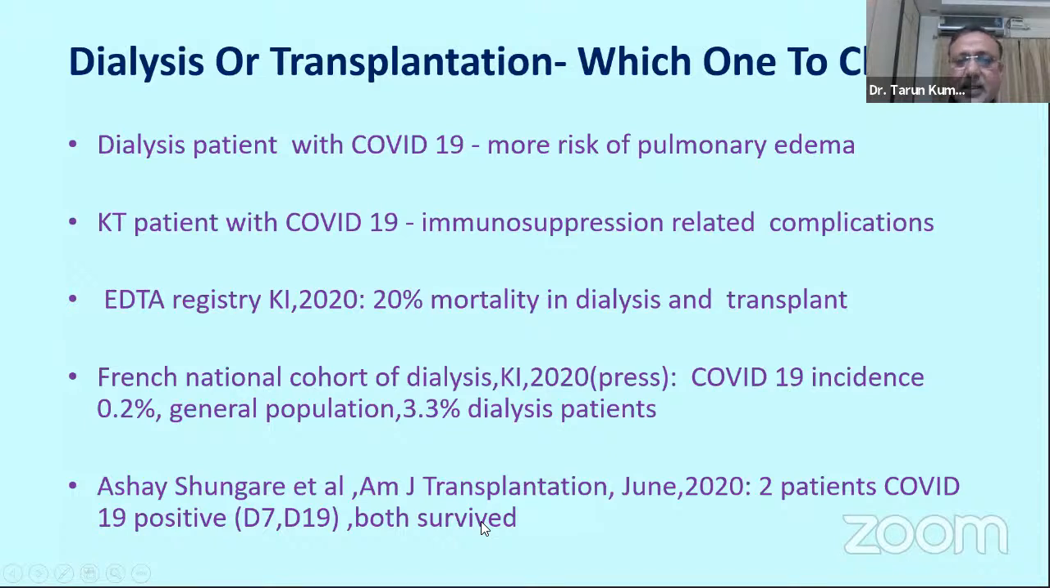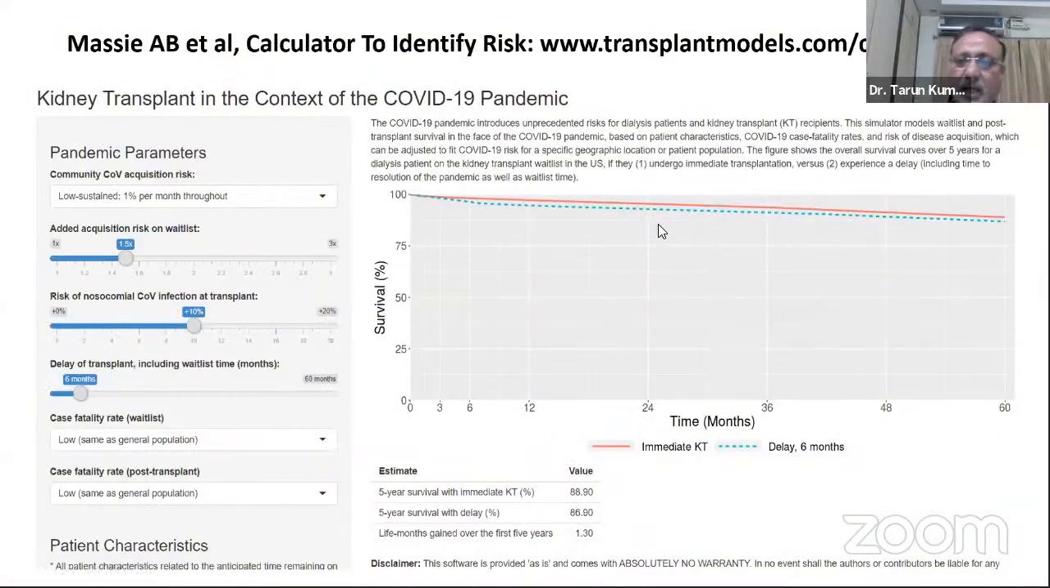So it is not that the outcome is that poor if a person gets COVID immediately after transplantation. It will not necessarily be very fatal. No, not that way. They can also be treated. Although the risk of dying in the first 1 month is relatively slightly more than in people who are on dialysis if they get COVID, the risk of getting lung edema, as I've explained, is more in the dialysis patient.